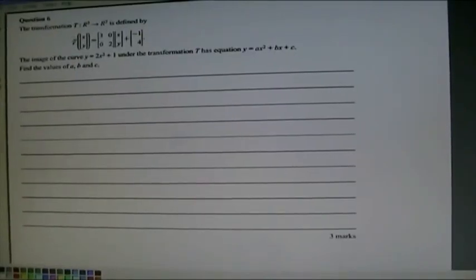Okay, we're looking at question 6 from the 2010 exam 1, which is by hand. This question involves transformations using matrix formats. So here's the matrix transformation that has taken place.